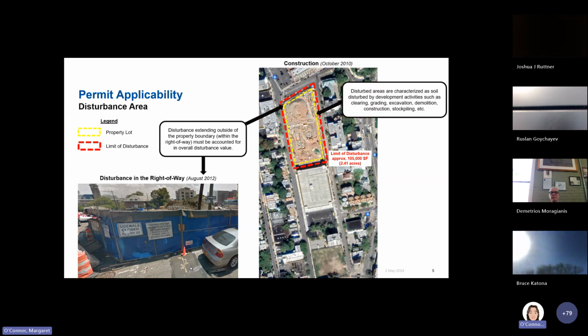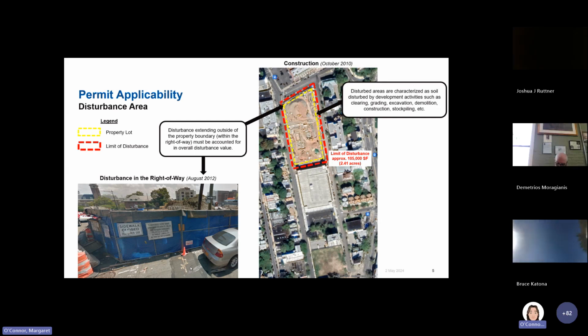So when you look at the limit of disturbance and what is disturbance, this is based on soil disturbance. So it includes the work within the project area and also the work outside of the limits of the property boundary that might also be disturbing soil. So the builder's pavement plan is one that comes up frequently when we're developing, when lots are being developed. The builder's pavement plan means that you have to reconstruct sidewalks, sometimes as far out as 5 feet into the roadway. You're reconstructing sidewalks and curbs.